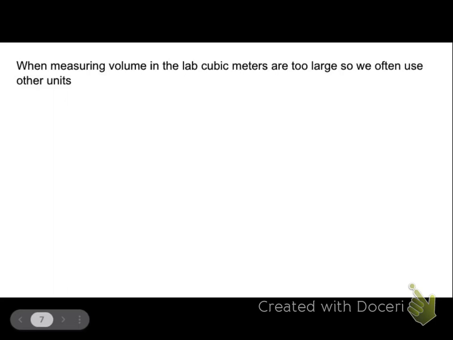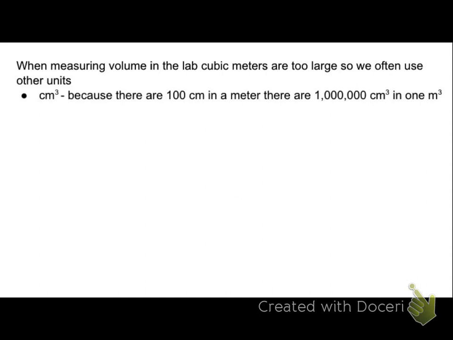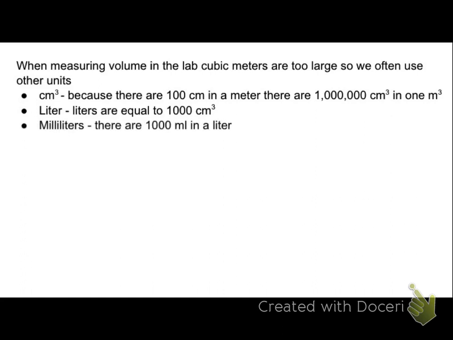When we measure volume in the lab, cubic meters are too large, so often we use other units. We can use centimeters cubed. There are 100 centimeters in a meter. That means there are a million centimeters cubed in 1 meter cubed. A liter is equal to 1,000 centimeters cubed, which means there are 1,000 milliliters in a liter.